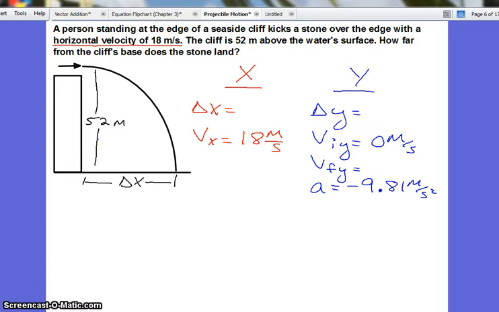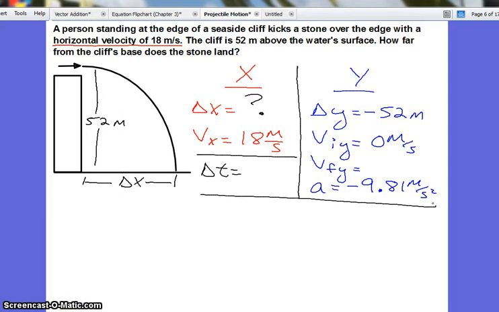We know that the stone falls 52 meters. I can see from my diagram that it is negative 52 meters. We want to find how far from the base of the cliff it lands, so we're looking for delta x. Now we don't know vfy, and that is typically the case. Usually we don't know vfy. It's not always the case, but it is often the case. There's also time that we don't know, and that is independent of either direction. I'll write it down to the side because of space. So we want to solve for delta x.